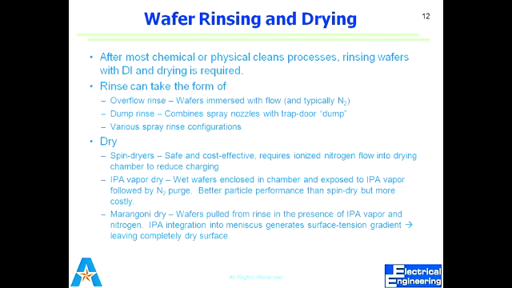Okay, so for the drying process, the first thing is again the spin dryers that I talked about. That is safe and cost effective, and it needs ionized nitrogen flow into the drying chamber to reduce charging. Why do we need ionized nitrogen gas while drying it?